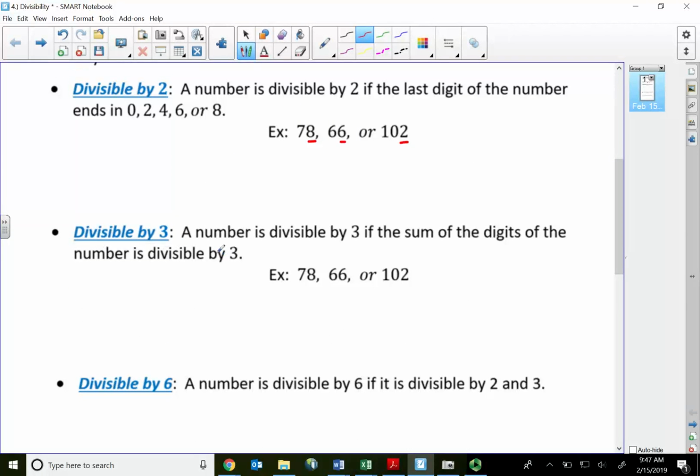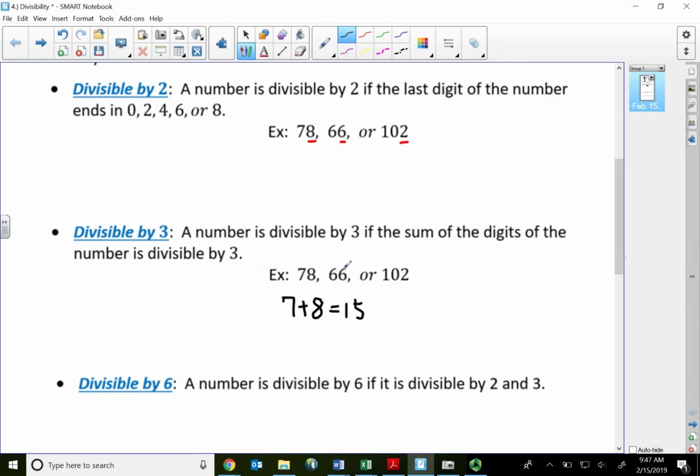Divisibility by 3 says a number is divisible by 3 if the sum of the digits of the number is divisible by 3. For example, 78, how do I know 3 can go into 78? Well, what we do is add up the digits of the number and see if 3 can go into it. 7 plus 8 is 15, and 3 can go into 15 5 times. Therefore, 3 can definitely go into 78. That's what I mean by the sum of the digits being divisible by 3.